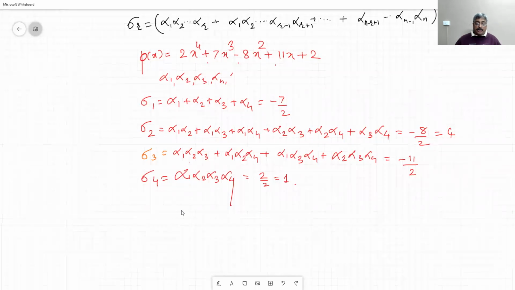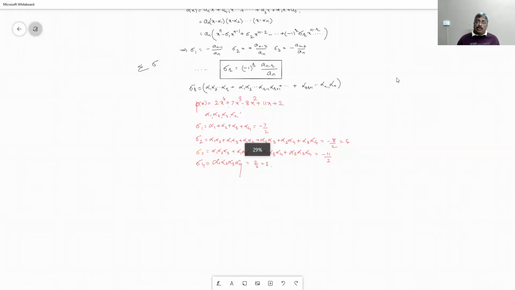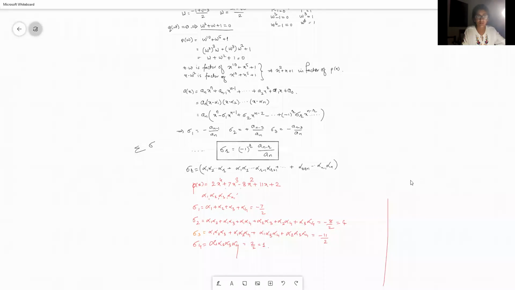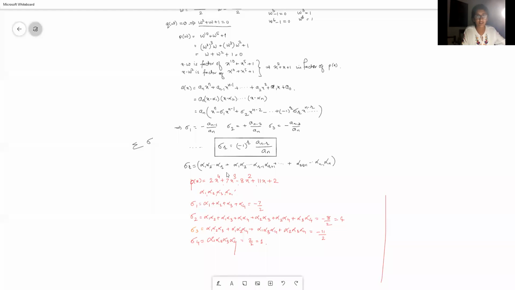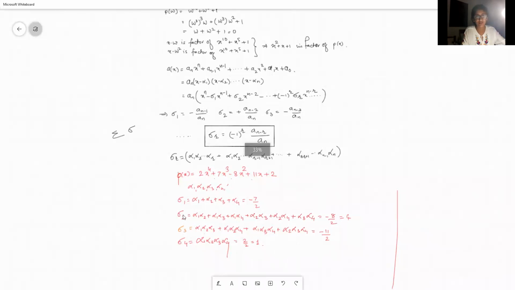Okay, I hope you have understood. What I will do is I will make it small, keep it on the board, you copy it, it is very important, it should be there in your notes. Sir, yes. In sigma 2, in the end, it's minus 8 upon 2 equals minus 4. Of course it should be minus 4.